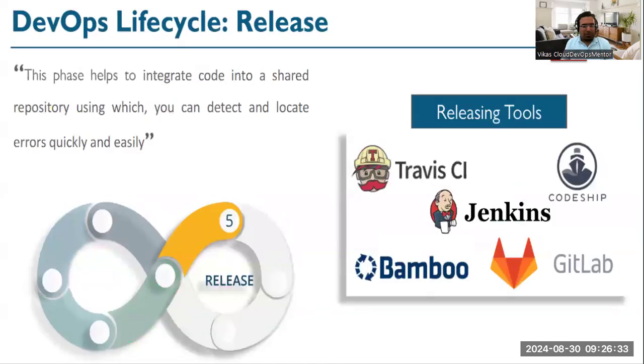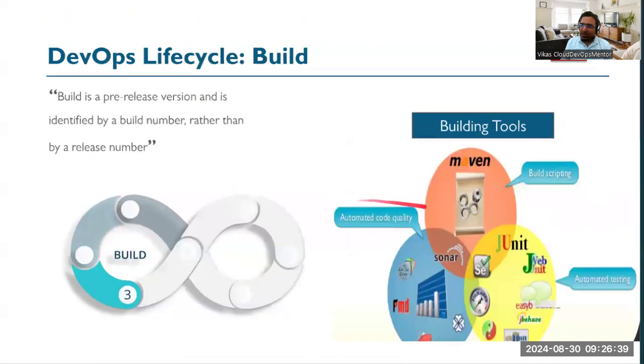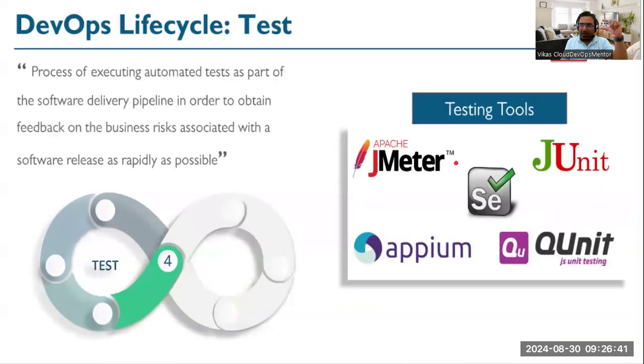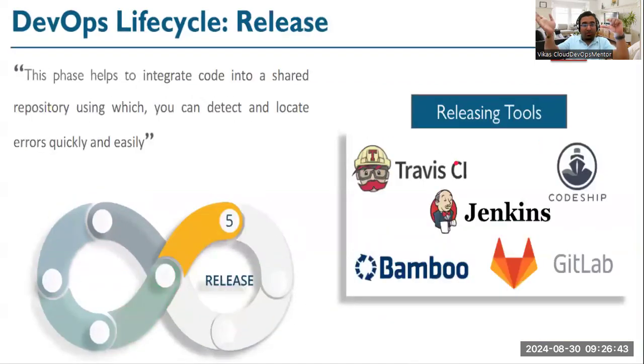Good. Now for the releasing purpose, from one environment to another environment, if you created a build with the help of Maven, how will the build go from one environment to another? There are so many tools available in the market like Travis, Bamboo, GitLab, Jenkins. But which one is the most popular? Jenkins.